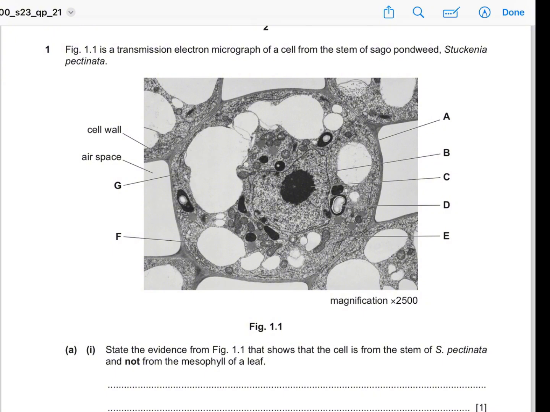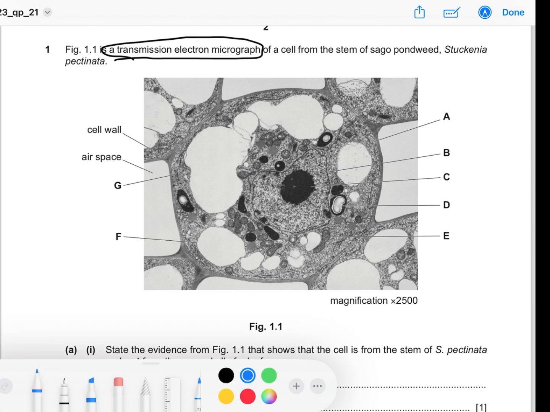This is an image that's produced from a transmission electron microscope, which allows you to see inside cells, as opposed to a scanning electron microscope that only scans the surface of the structure. Okay, let's see what we have to do here.